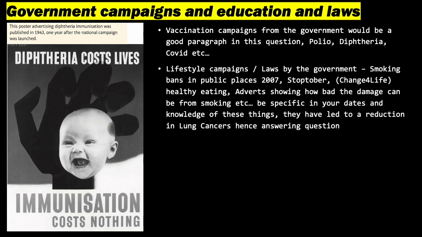So you could also talk about the lifestyle campaigns and the laws that the government have picked. Again, we need 3. So smoking bans in public places from 2007, the Stoptober, Change for Life, so the sugar counter, the apps that you got maybe in school, in primary school, healthy eating adverts showing how bad the damage can be from smoking. Be specific in your dates of all of these things, okay?